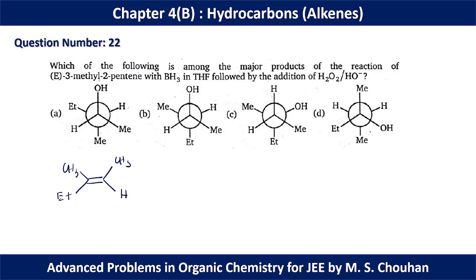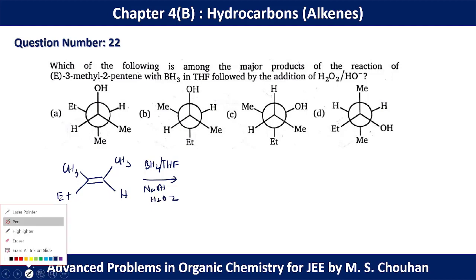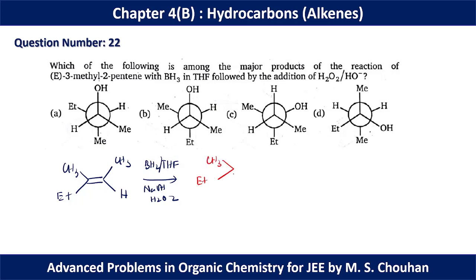So this is 3-methyl-2-pentene. Now we have added BH3 in THF and then OH- with H2O2, and basically the final product will be the syn addition of OH and H. So basically in this position we have hydrogen and in this position we have H. Okay, so now one of the Newman projections should be correct.